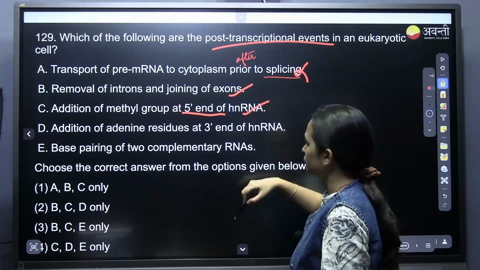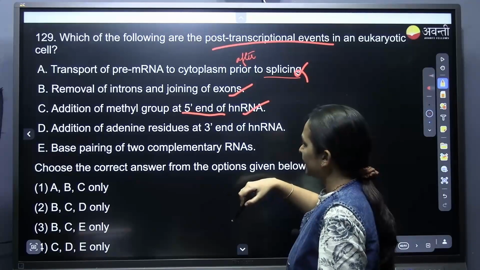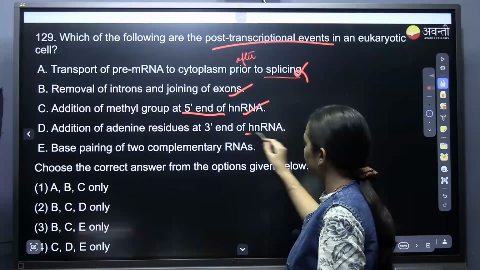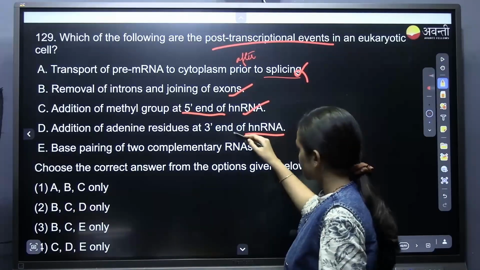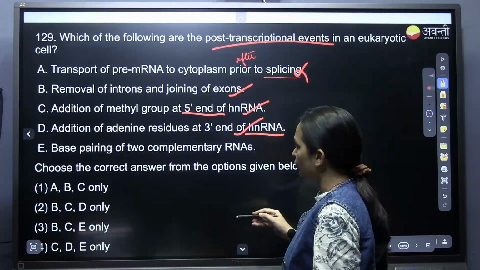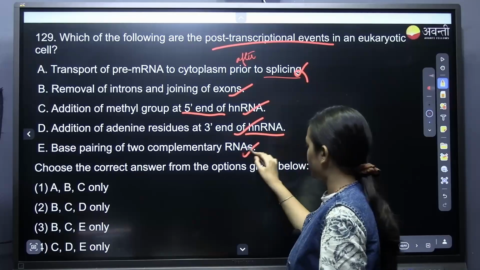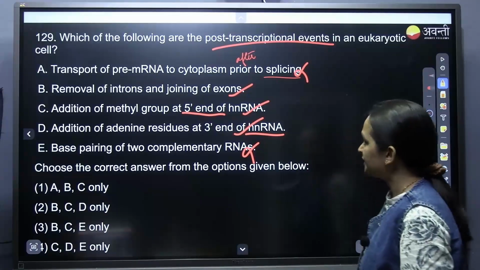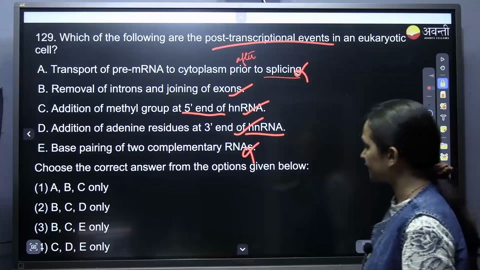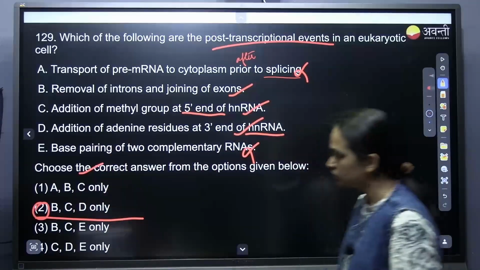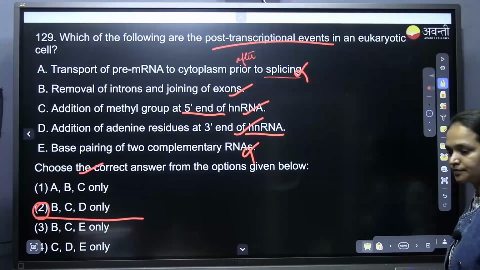Yes, Sakshi, true. Addition of adenine residues at 3' end of HnRNA, that is tailing. True. Base pairing of 2 complementary RNAs. Very good. So B, C and D are the correct options. Option 2 is the correct option.